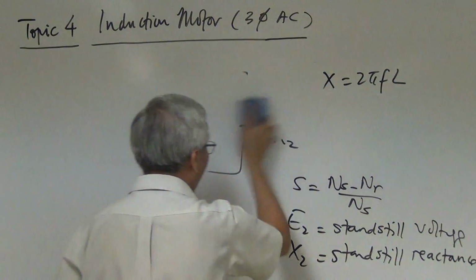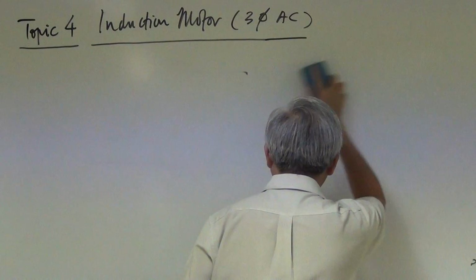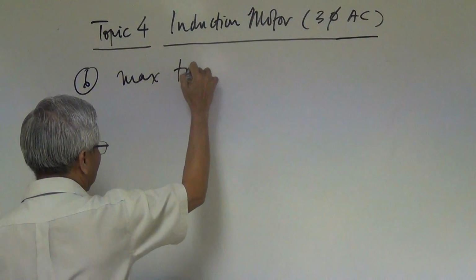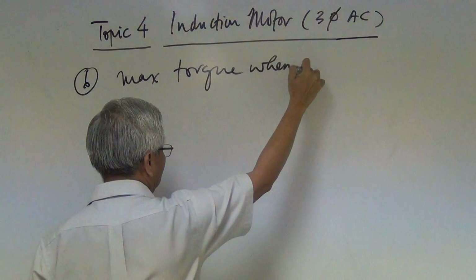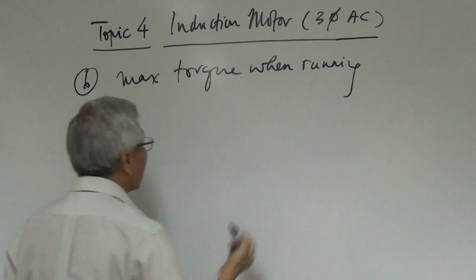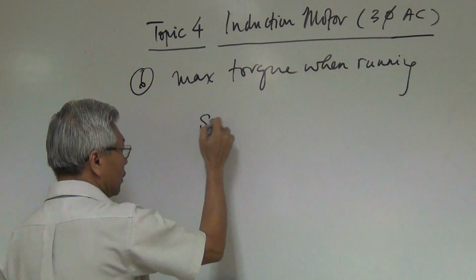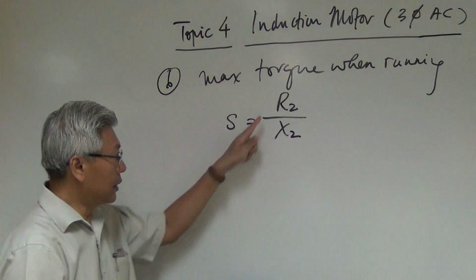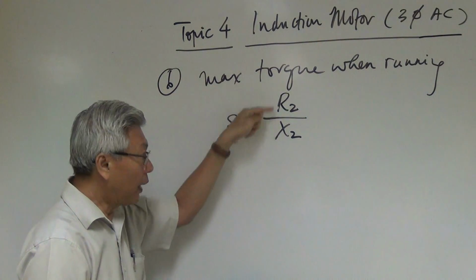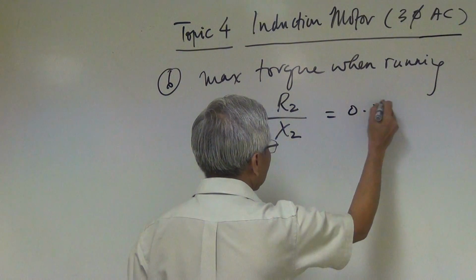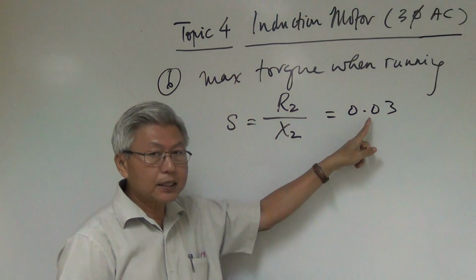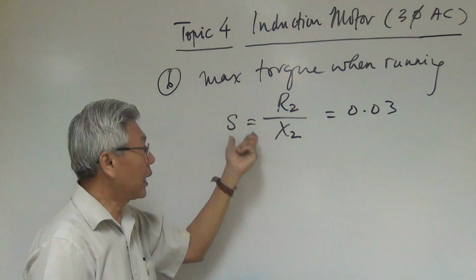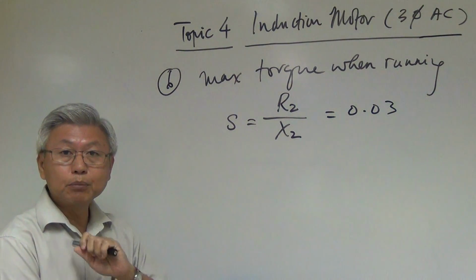Alright, point number 6 about the torque condition. Okay, what is the condition for maximum torque when it's running? Okay, now the condition is that the motor must achieve the slip equal to R2 over X2. If you know the value of the standstill resistance and the standstill reactance, you divide them. Let's say the answer is 0.03. That means to say when the induction motor is running at this particular slip, then the motor will run at the maximum torque. Right, so that is the condition to achieve maximum torque when it's running.